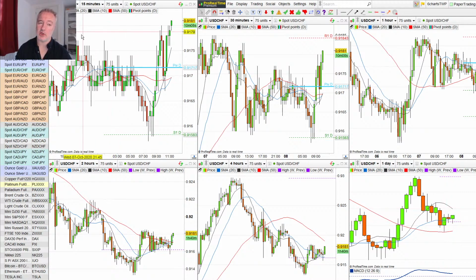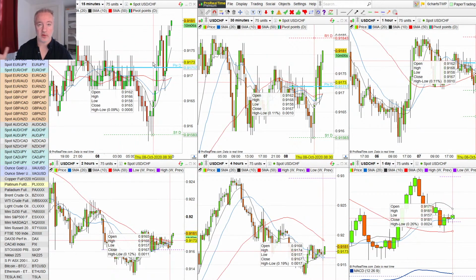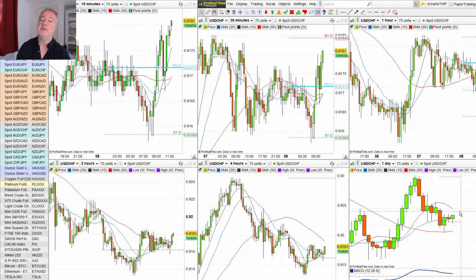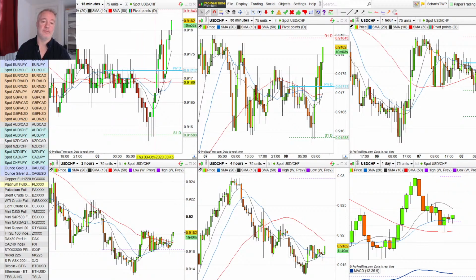And so dollar Swissy could start to move higher, which means euro dollar might head low. But dollar Swissy could start to head higher, and therefore there could be some trades there. So dollar Swissy sits on my medium list of potential opportunities. That could be good. That could be nice.